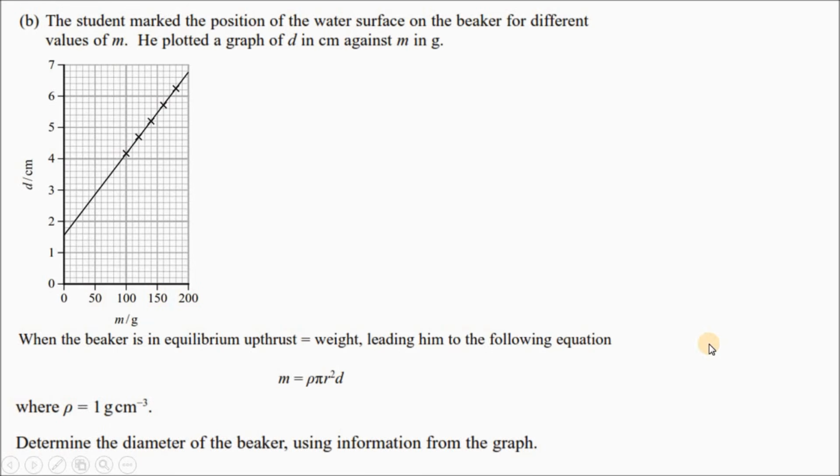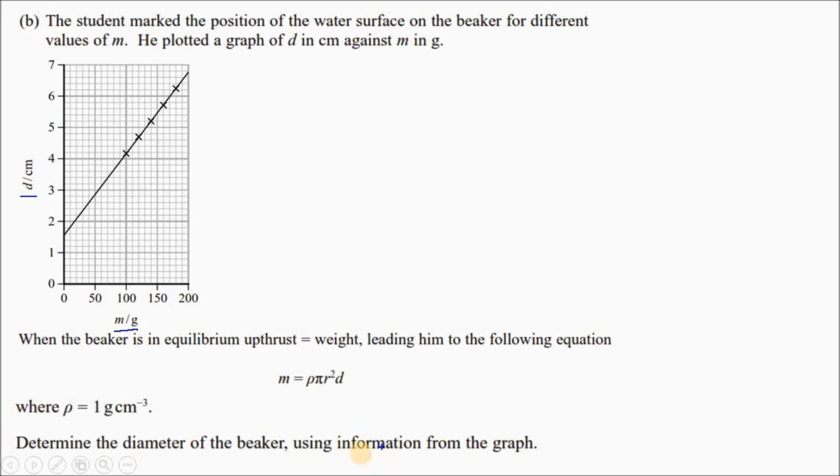Part B, the student marked the position of the water surface on the beaker for different values of m. He plotted a graph of d in centimeter against m in gram. Okay, so depth in centimeter against mass in gram. We have a straight line. When the beaker is in equilibrium, upthrust is equal to weight, leading him to the following equation: M is equal to rho pi r square d, where rho is 1 gram per centimeter cube. So determine the diameter of the beaker using information from the graph. So it's quite a straightforward condition.